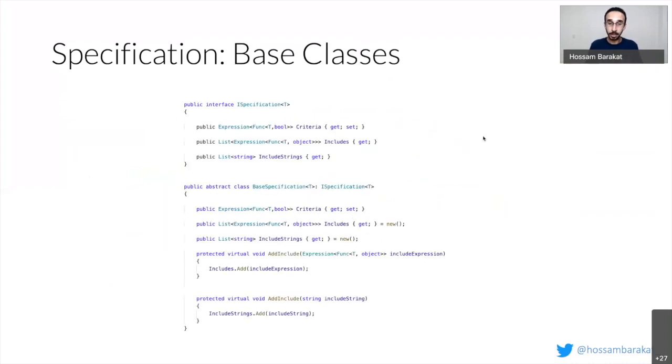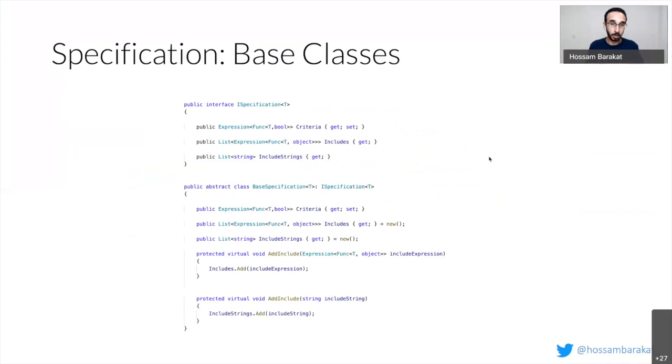You have a base specification where you identify the criteria, like the where clause that will be used, and the includes to find which other tables you will load from the database. You can also extend this to include sorting or pagination and so on. For now, we just have the criteria as an example.